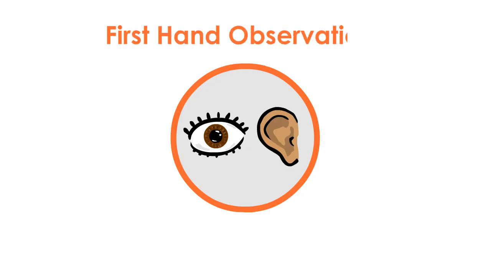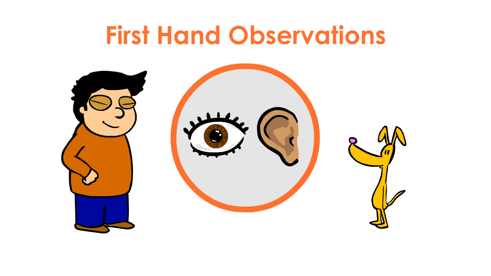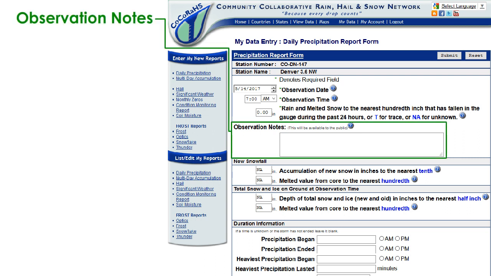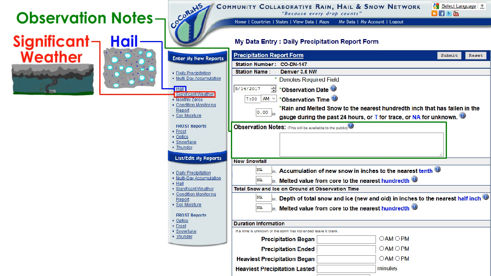Your first-hand observations of what you directly see, hear, and experience are very valuable data. This includes what you might report in the observation notes box found on your daily and multi-day accumulation report forms. You can also use your senses to provide additional information when submitting a real-time hail or significant weather report.